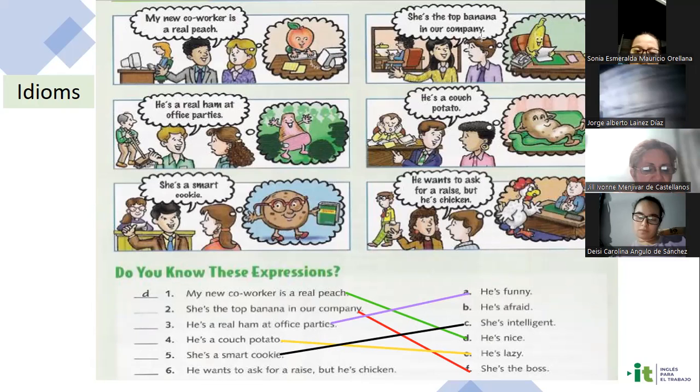And finally, he wants to ask for a raise. Quiere pedir un aumento, pero tiene miedo, ¿verdad? He's afraid. What's that? Chicken. Very good. Eso es como cuando en la escuela alguien le gustaba una chica y le daba miedo decirle, ¿verdad? Entonces, you say, he's a chicken. You're a chicken. So, any question?